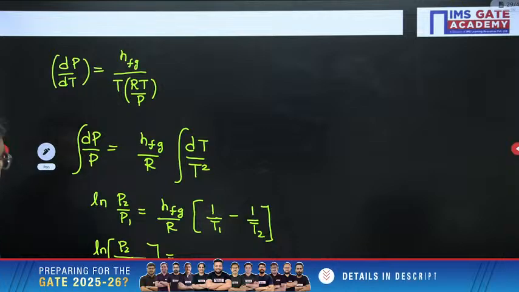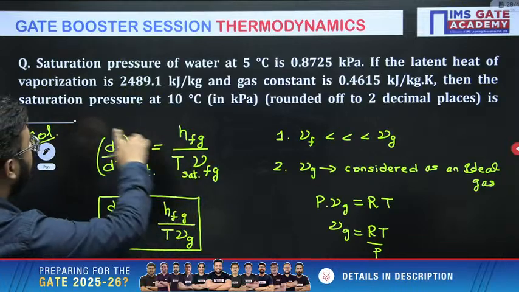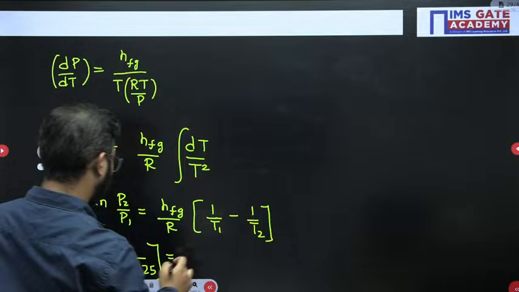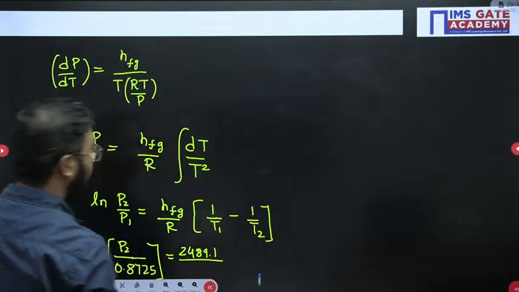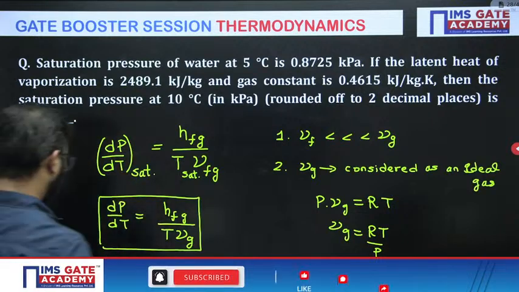What was the HFG value? 24891. 248.9 divided by R value. R value was 0.4615.